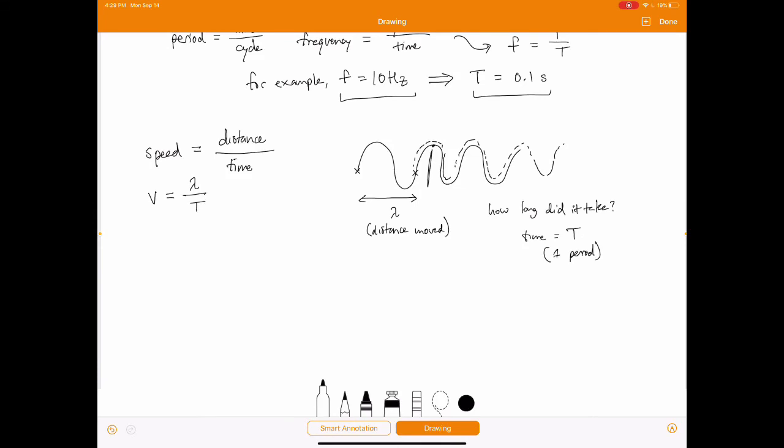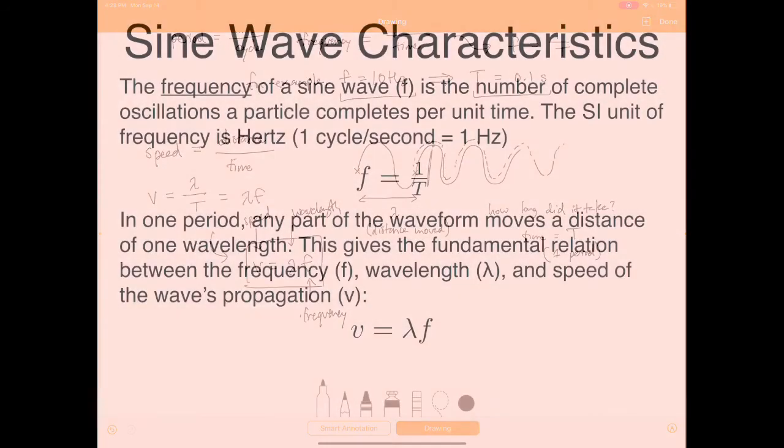But remember that the period T is the inverse of the frequency, so I can write this as lambda times f. So therefore, v is equal to lambda times f. That is the fundamental relationship between the speed, wavelength, and frequency of a wave. That's where it comes from.